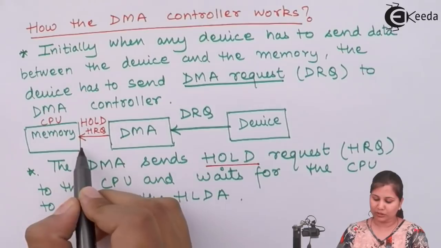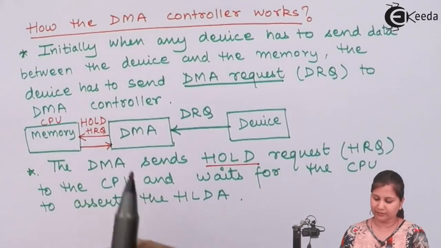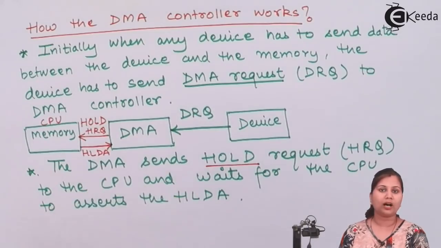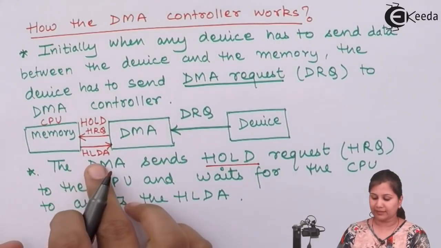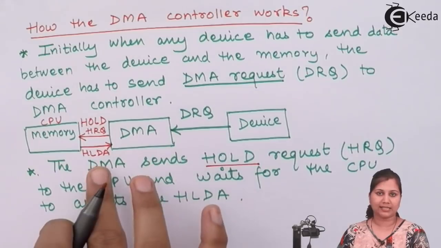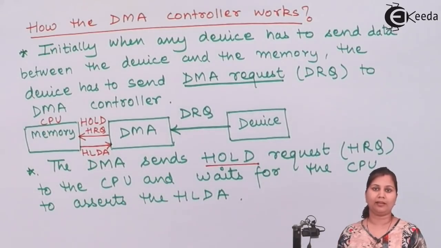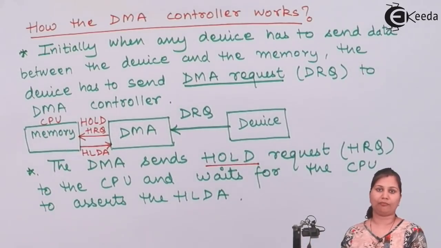Now in response to this, the CPU will send the signal HLDA, which is hold acknowledge. When the DMA gets this signal, it means that the CPU is allowing the DMA to have the control of its buses and send the data from the memory to the device. Okay.